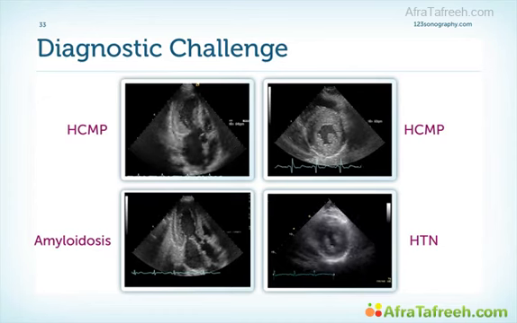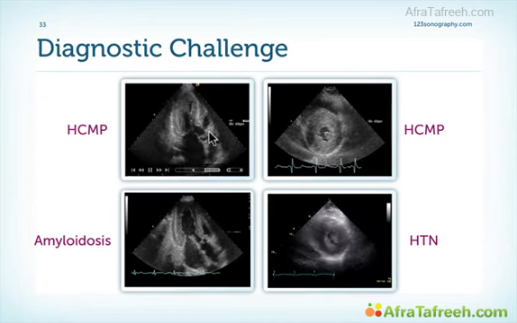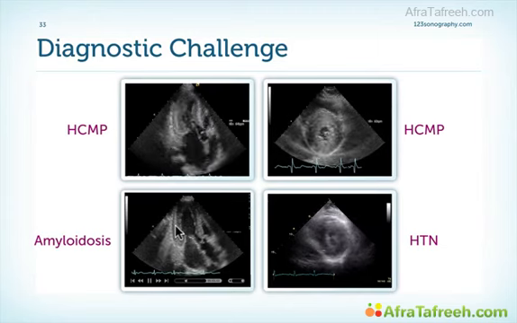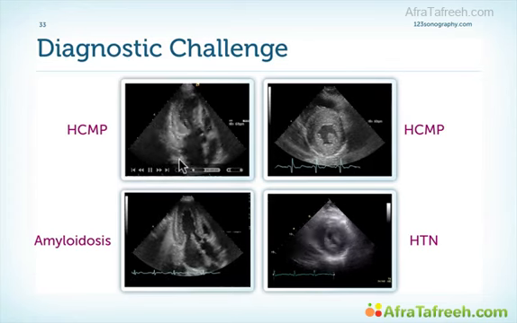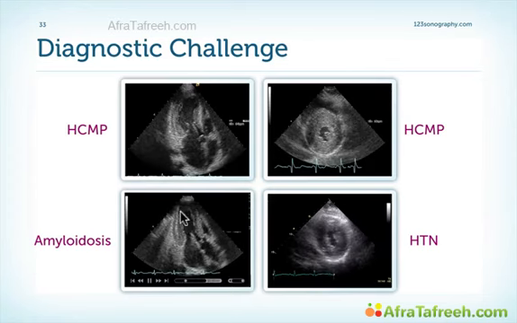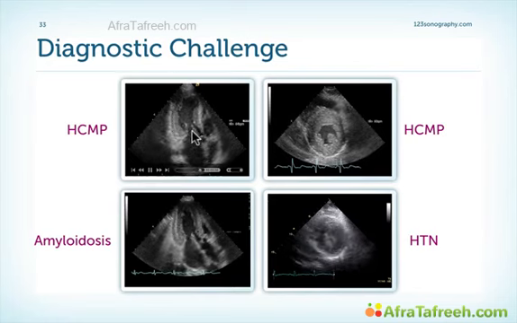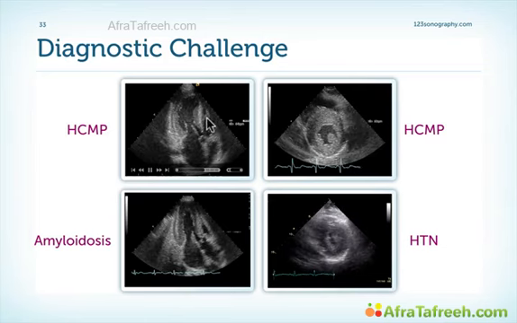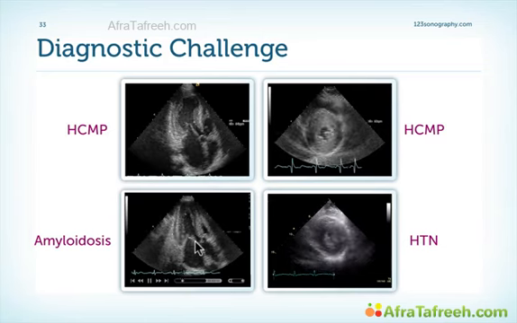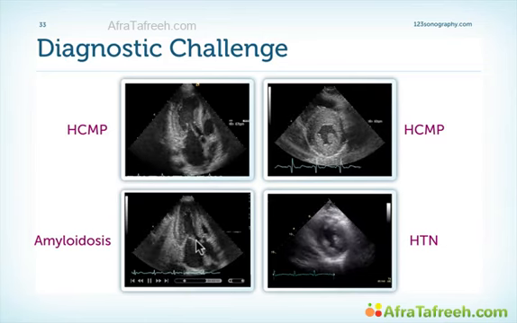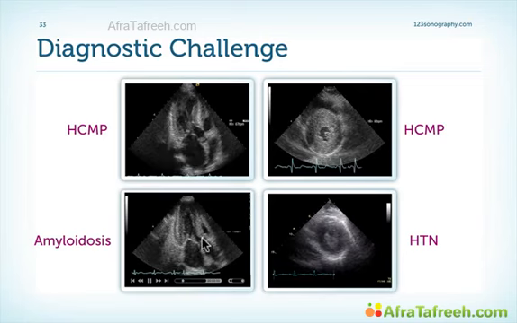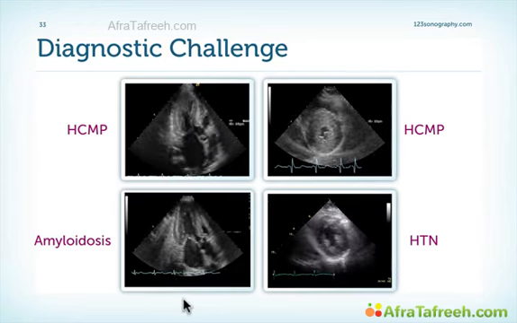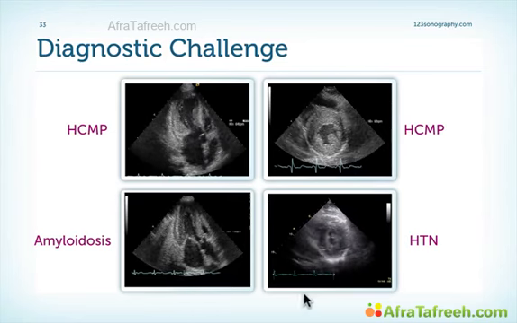Here are some examples. On the top you have hypertrophic cardiomyopathy. On the bottom you have amyloidosis. At first glance, these two echoes look almost the same. But note that we have LVOT obstruction here. We have more septal hypertrophy up here, opposed to this patient where we have hypertrophy present as well, but not as asymmetric as the example here on the top, and we do not have LVOT obstruction.